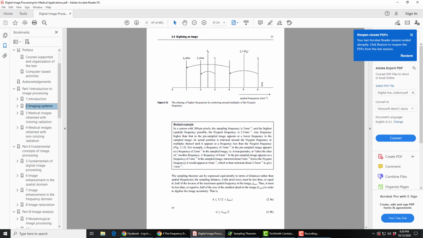A frequency up here of 6 will get mirrored first about multiples of the Nyquist, say the second multiple of the Nyquist, which is the sampling frequency. So it would get mirrored down to 4, but it's still above the Nyquist, and then it would be mirrored again down to 1. And so a 6 would appear as a 1. I want you to look through that worked example again and see if you can figure that out.